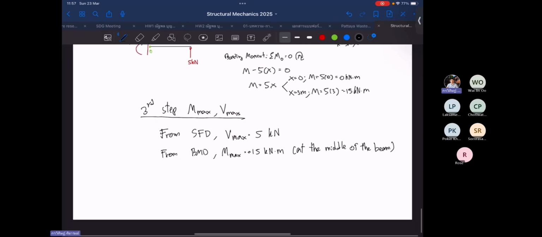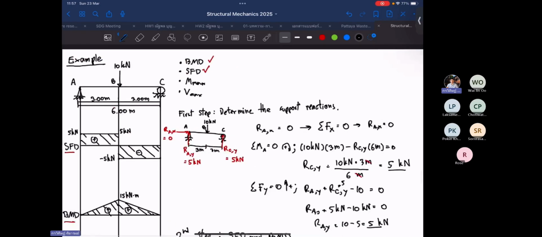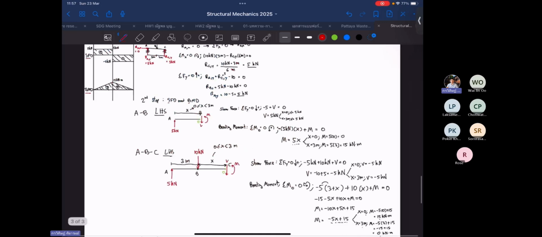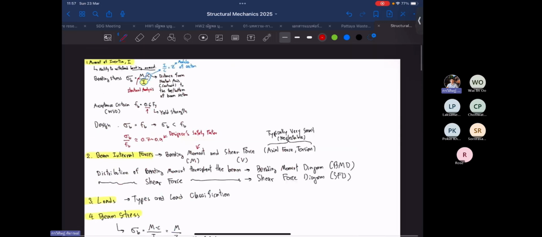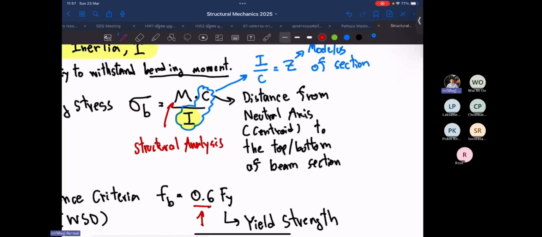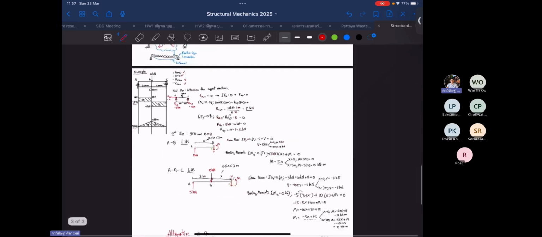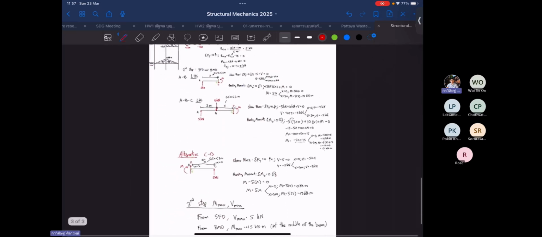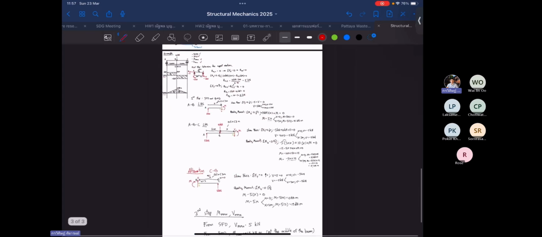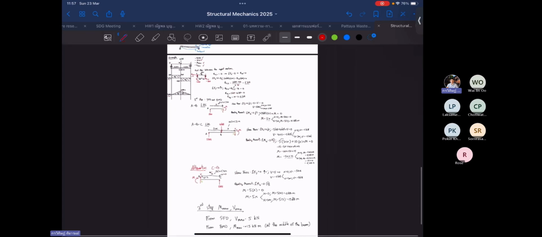Okay, like this. Now you can get the maximum bending moment and maximum shear force by using this analysis technique. And then it will link to this state formula. Now you can determine the maximum bending moment. You can determine the moment of inertia, so you can analyze the beam stress. From this point, who has any question how to determine the bending moment diagram and shear force diagram together with the maximum bending moment and maximum shear force?